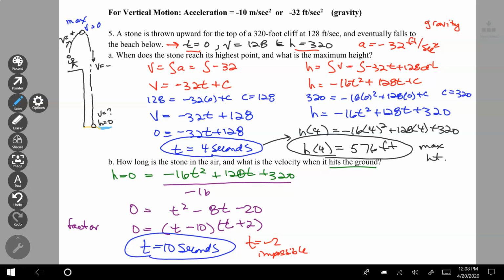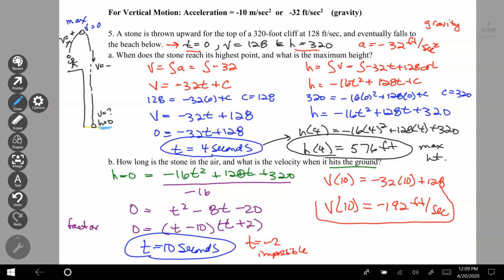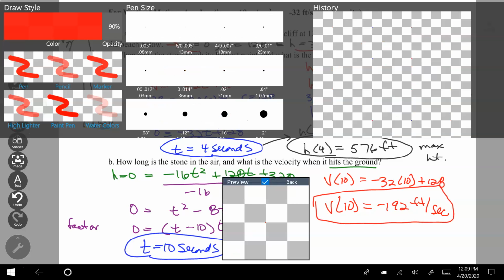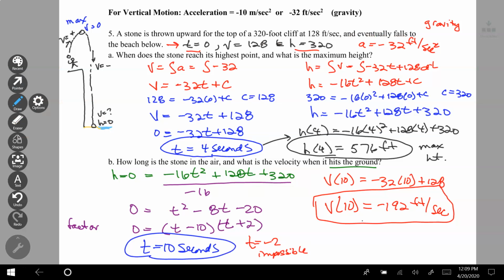So what is the velocity when it hits the ground? So I have to do v of 10. Negative 32 times 10 plus 128. So v of 10 is equal to negative 192 feet per second. That's humming. It's about 131 miles per hour. So that could not really happen unless it was in a vacuum.